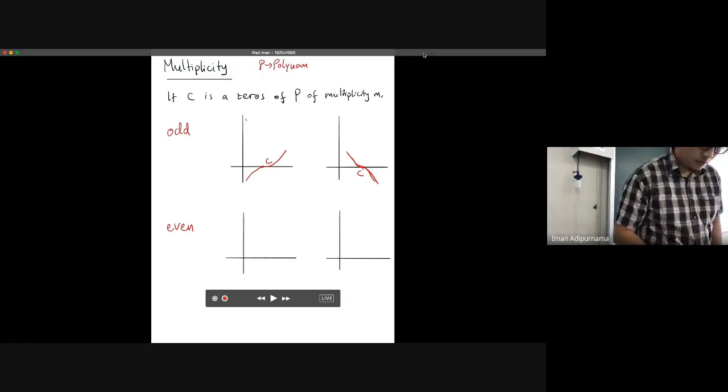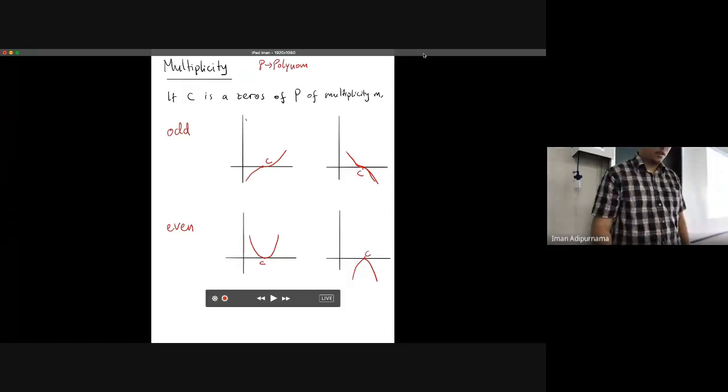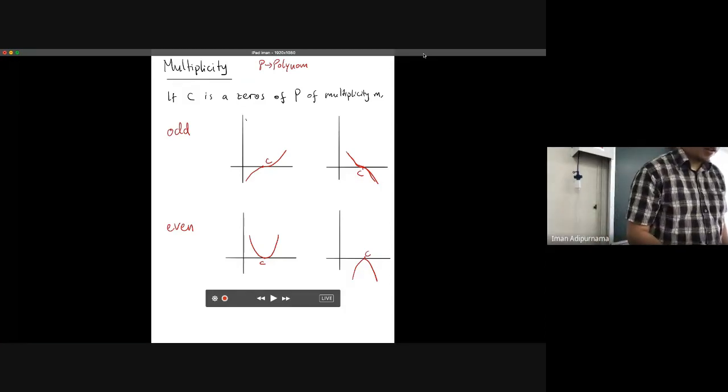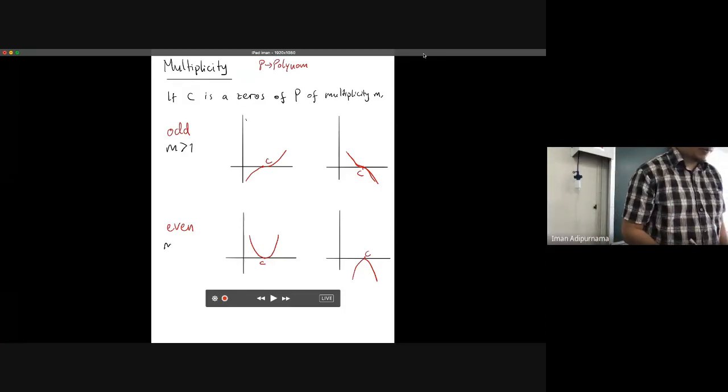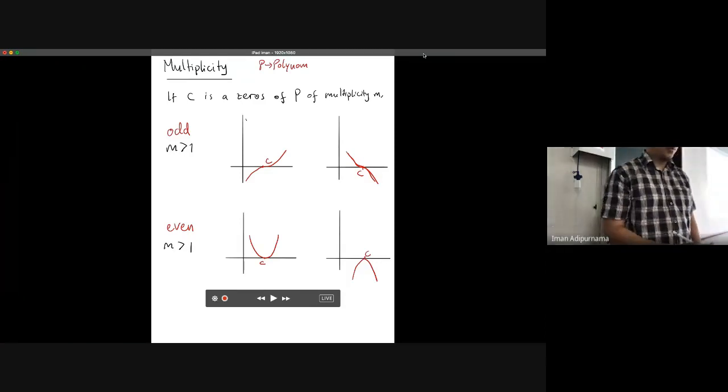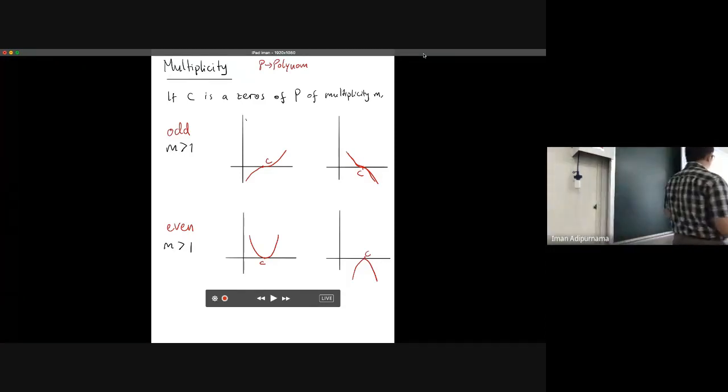And the second one here, C. And this is the last one. And M should be greater than 1. This is what I said before: we should not include the linear function. So we need to have more than 1. So at least 2 for the even, and then for the odd, at least 3.